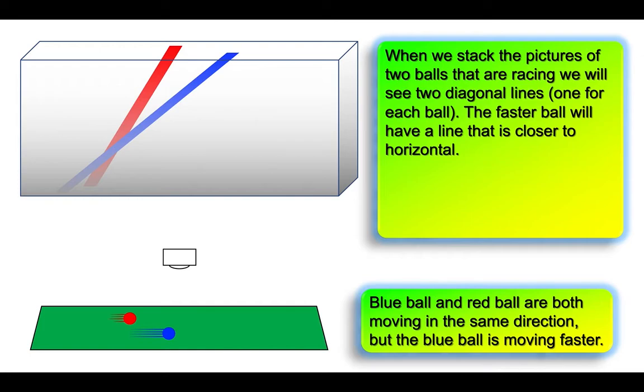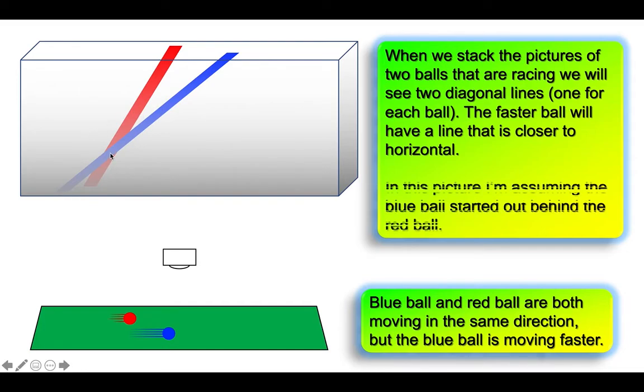If I were to take pictures while this is going on and I stack all those pictures on top of each other, I will see the blue ball has a diagonal line to represent its motion. The red ball has a diagonal line to represent its motion. And you could convince yourself that whichever ball is moving faster will have a line that is closer to horizontal, because every 1/100th of a second, it will move a little bit further than the other one because it is moving faster.